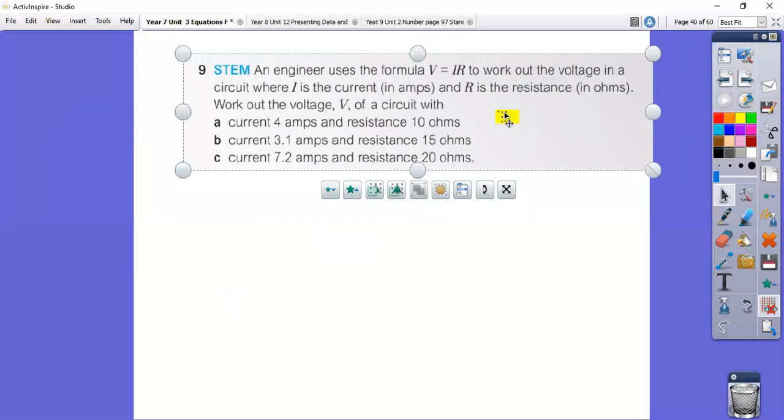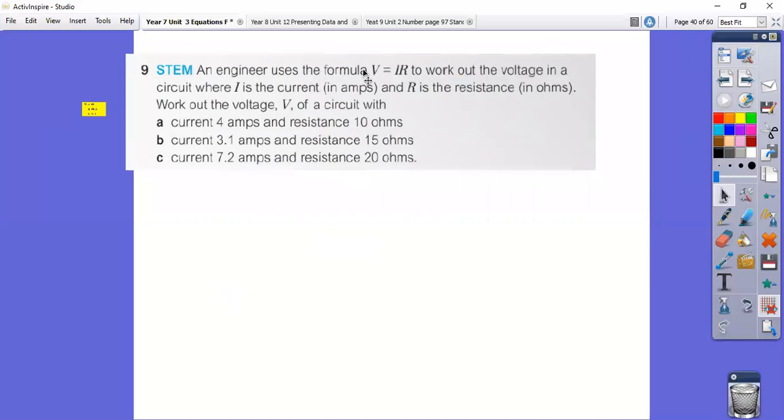Question 9, again, similar. So again, the engineer uses the formula V is I times R to work out the voltage in a circuit where I is the current in amps and R is the resistance in ohms. Work out the voltage V of a circuit with a current of 4 amps and resistance of 10 ohms. So again, you would plug this into your formula. So V is I multiplying R.